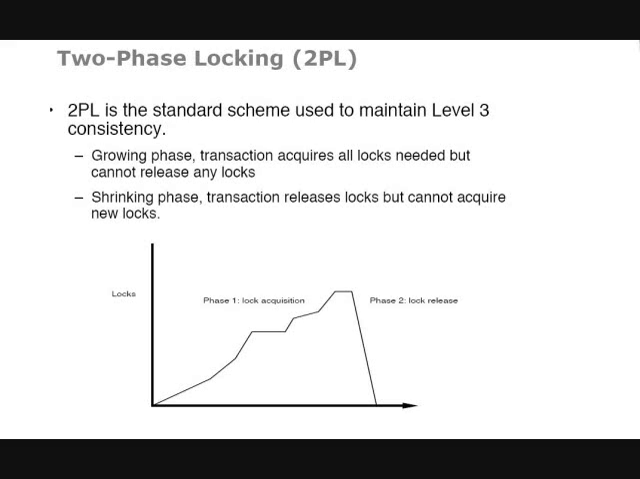So in this two-phase locking mechanism, first the transaction has to acquire all of the locks that it needs, and then once it starts releasing the locks in the shrinking phase, it cannot acquire any new locks. So if we use this two-phase locking mechanism, we can guarantee that concurrent operations execute correctly. And we can guarantee this level 3 consistency level.